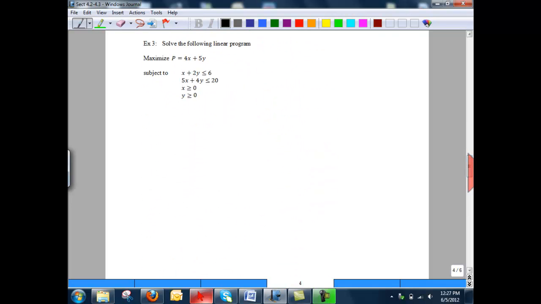I want to maximize P equals 4x plus 5y, subject to x plus 2y less than or equal to 6, 5x plus 4y less than or equal to 20, and x and y both greater than or equal to 0. Since x and y are greater than or equal to 0, it makes sense to draw a graph where the first quadrant is used.